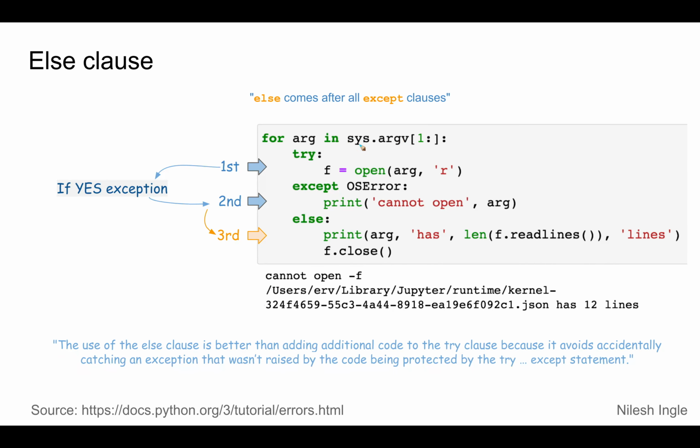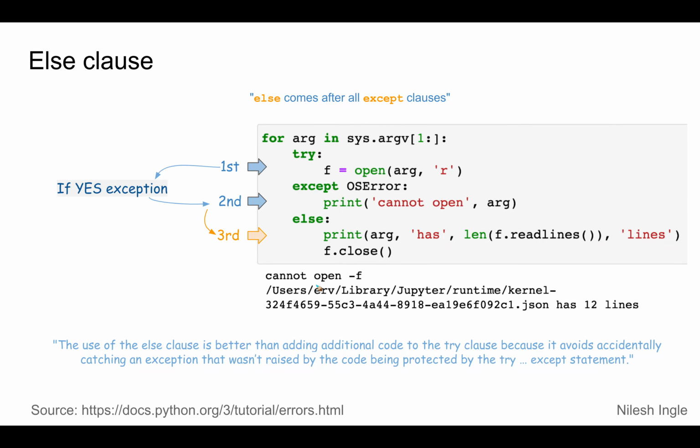So when we run this code for the very first time, the value of arg is going to be minus f, and we are trying to open a file with the name minus f, and that's not going to work, and that will throw an error. It'll raise an exception that is going to be an OS error. And so after this, the control will be passed to the except block, and the exception name would match. And so what we see in the output is the print, cannot open minus f. And in this case, the else would be ignored.